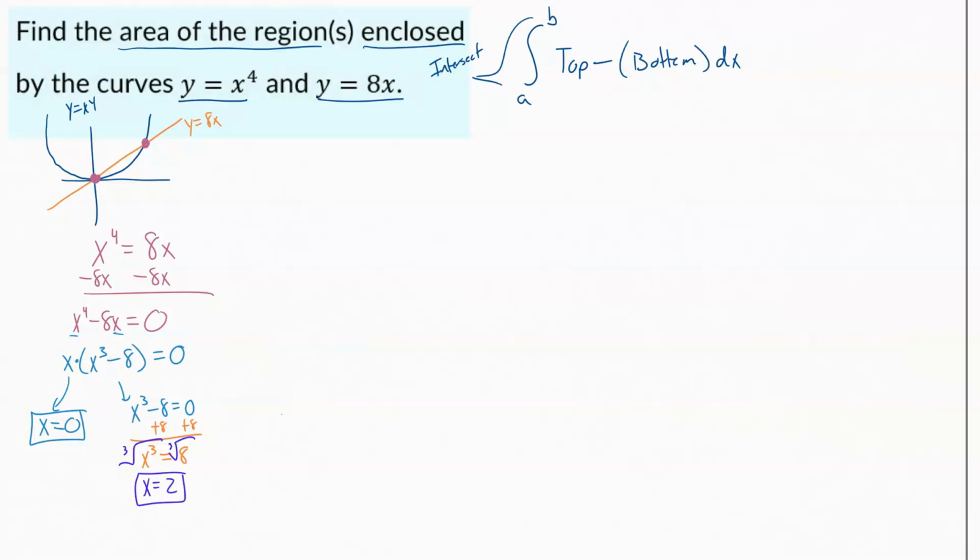So those are our two intersects. Again, if you know your graph, it's easy to tell that that's 0 and that's 2 going on right there. But we're playing this out as if you don't know what those graphs look like. So right now, you know that that is the bounded region, right? That between 0 and 2 is where these graphs are going to be.